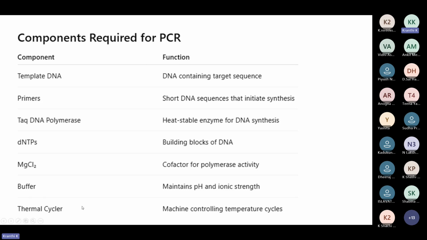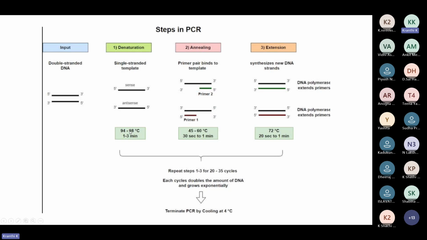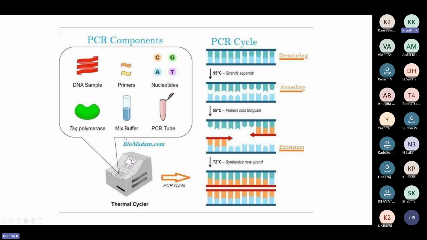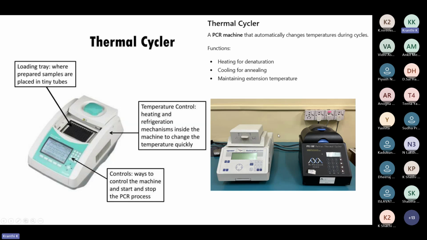Then the thermal cycler is an instrument. Because we cannot do this outside, right? Suddenly shifting the temperature from 92 to 98 and 45 is not possible for us, right? So that is the reason there is an instrument. Okay, that's called the PCR or polymerase chain reaction thermal cycler. Can you see this? This is a thermal cycler.